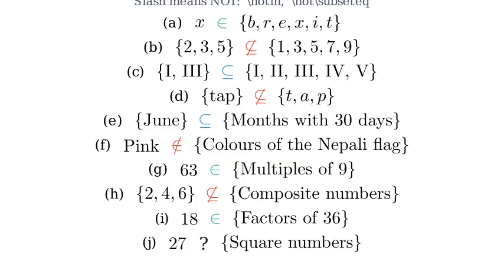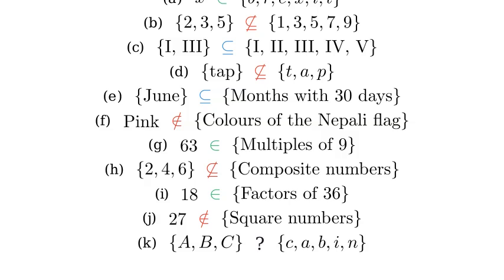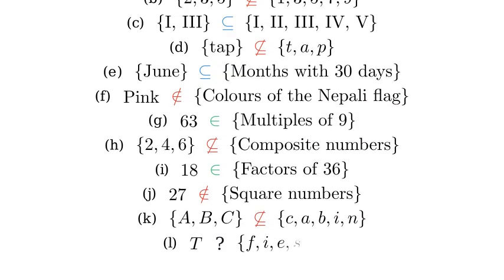5 squared is 25, and 6 squared is 36. So it is not an element of the square numbers. Item K. The left set uses capital letters A, B, and C, while the right set lists the lowercase letters of the word cabin. Therefore, not a subset. Item L. Capital T is not inside the set of lowercase letters F, I, E, S, T, A, not element of.